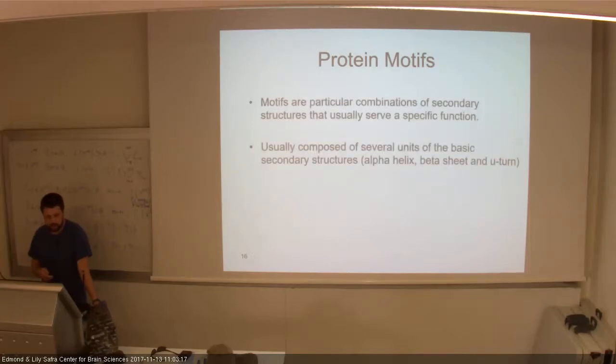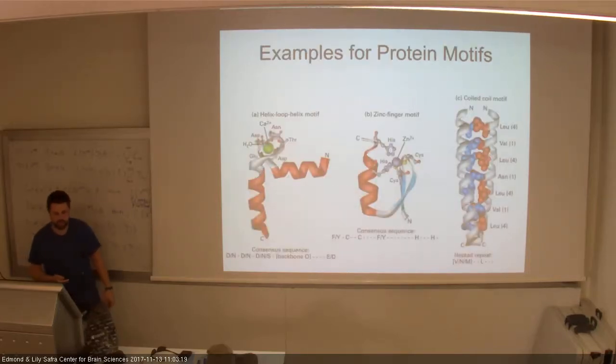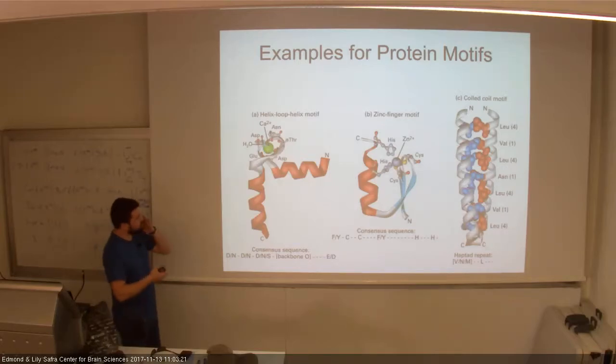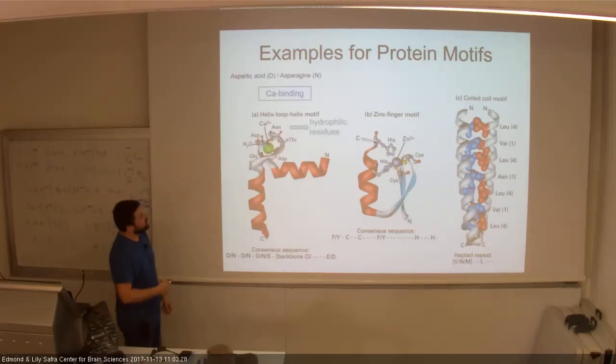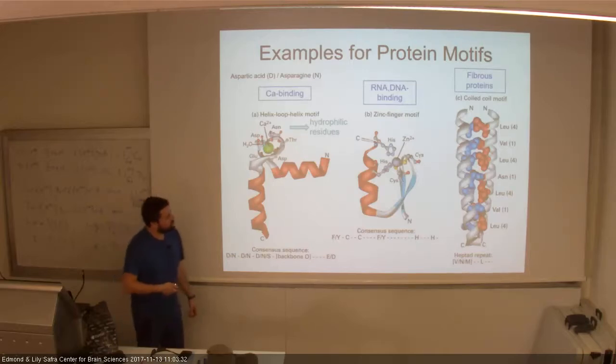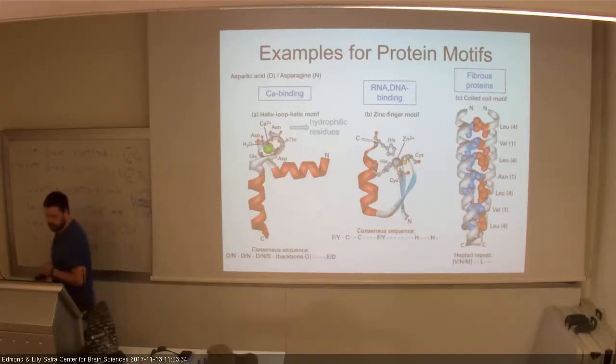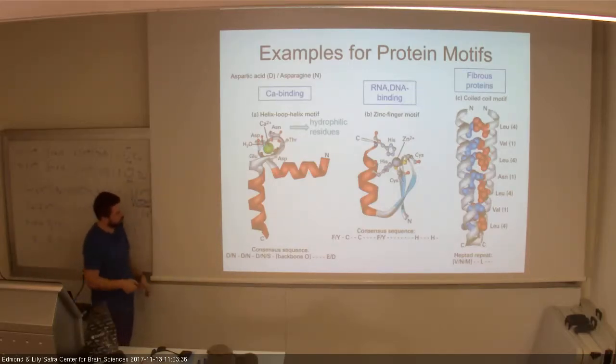We started talking about protein motifs, which are combinations of secondary structures. Protein motifs are relatively simple and relatively small structures. We defined a calcium binding motif, an RNA binding or DNA binding motif, and also a fibrous motif. We said a few words about consensus sequences.